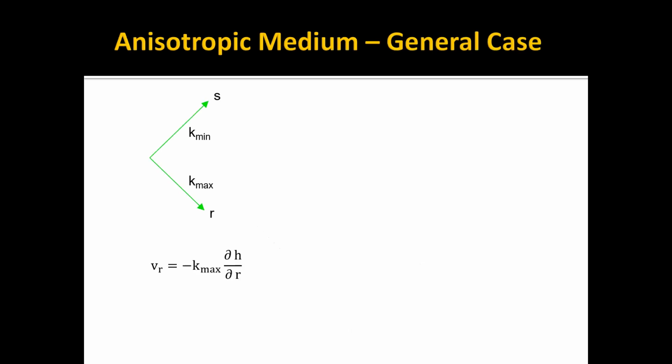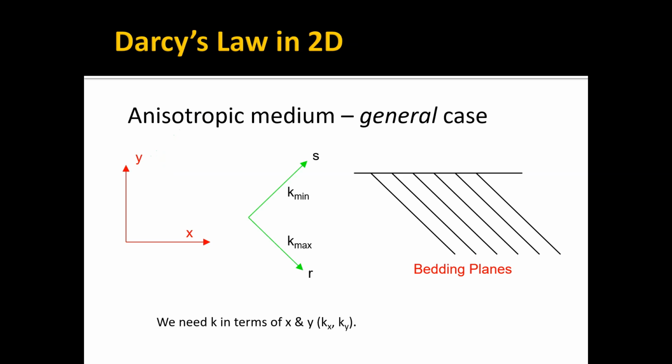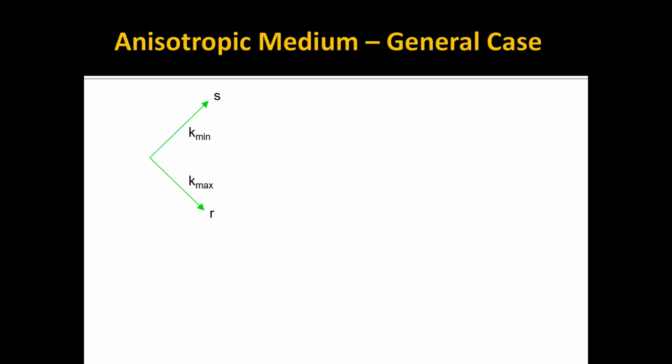And so if we first derive Darcy's law using this rotated coordinate system that's aligned with the, by the way, we call these the major and minor principal axes of hydraulic conductivity. So Kmax in the R direction would be the major axis of hydraulic conductivity, and Kmin in the S direction would be the minimum axis of hydraulic conductivity.